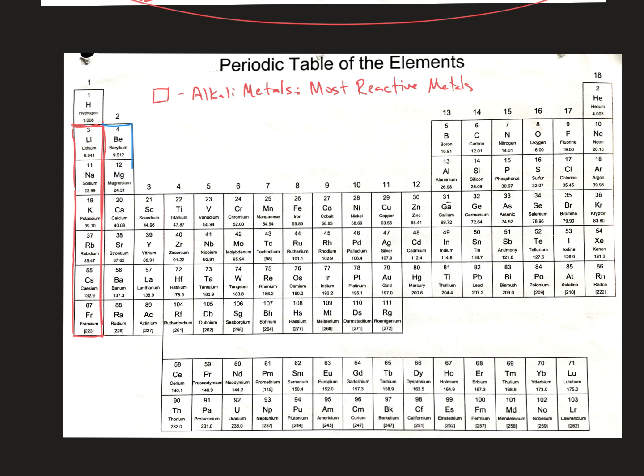And then the next group over, group 2, these are the alkaline earth metals. Like the alkaline batteries, the ones that, when I lit them on fire, bright light came out, yeah? So these are the alkaline earth metals.